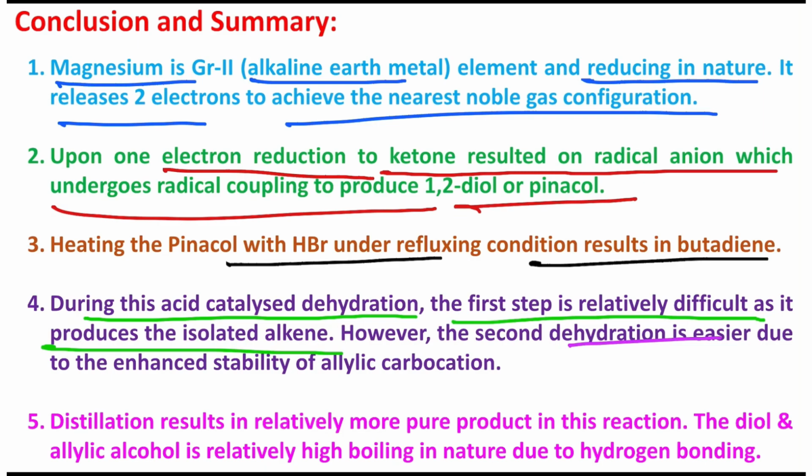And finally the distillation results in a relatively purer product in this reaction, because if you look at the reaction mixture, there is diol, there is allyl alcohol, and these two are pretty high boiling because of hydrogen bonding, but this diene's boiling point is expected to be less, so it could be distilled and you will collect the pure product.